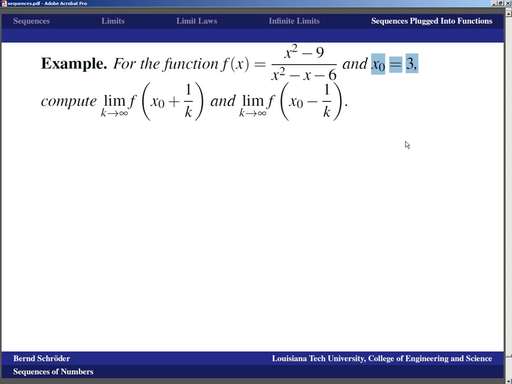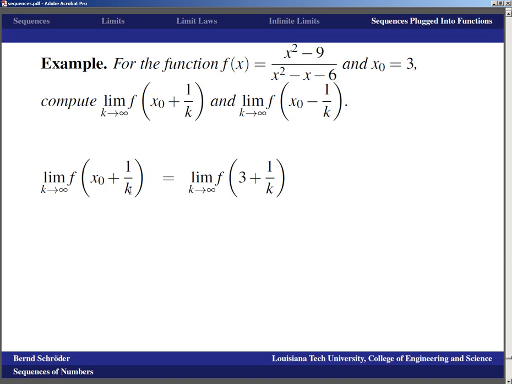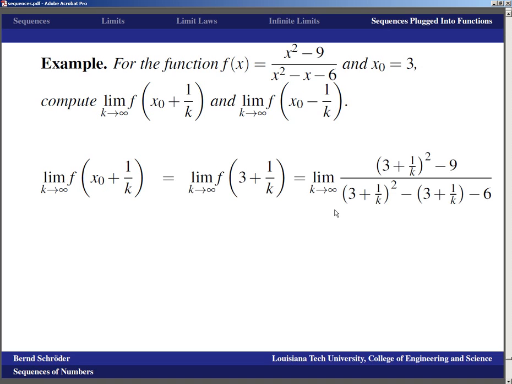If you haven't seen limits of functions before, and even if you have, another way to investigate such points where you've got these divisions by 0 is that you simply add and subtract a sequence that goes to 0 so that you can see what happens as you approach the point without actually evaluating at the point. And so here we would take the limit as k goes to infinity of f of x0 plus 1 over k, which is the limit as k goes to infinity of f of 3 plus 1 over k. Well, that must mean we plug in 3 plus 1 over k for x.